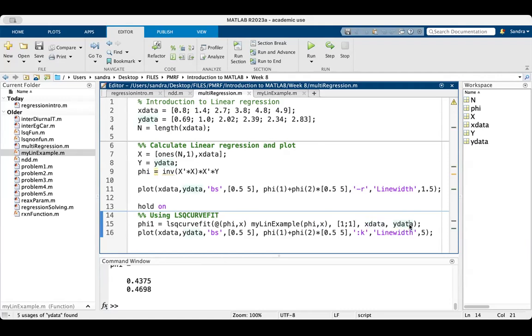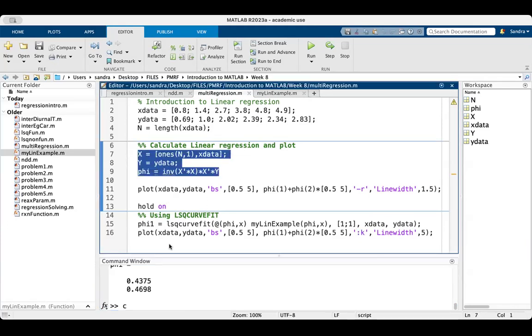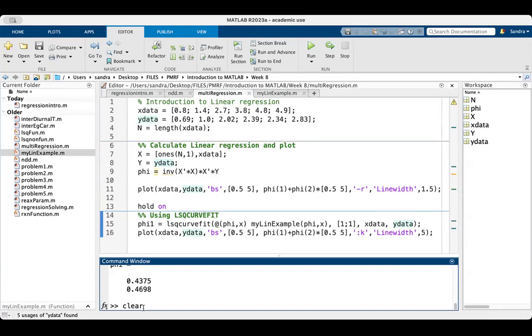Okay, you have X data and Y data values. And the same thing, I'm plotting the scattered values. And for 0.5 to 5, I'm using this phi1 and phi2, and I'm plotting it using a dotted black line. Okay. Now what will happen is I'm running the whole code together. So this is using curve fit, and this is using the linear least squares, and this is using lsqcurvefit. Let me run both together.